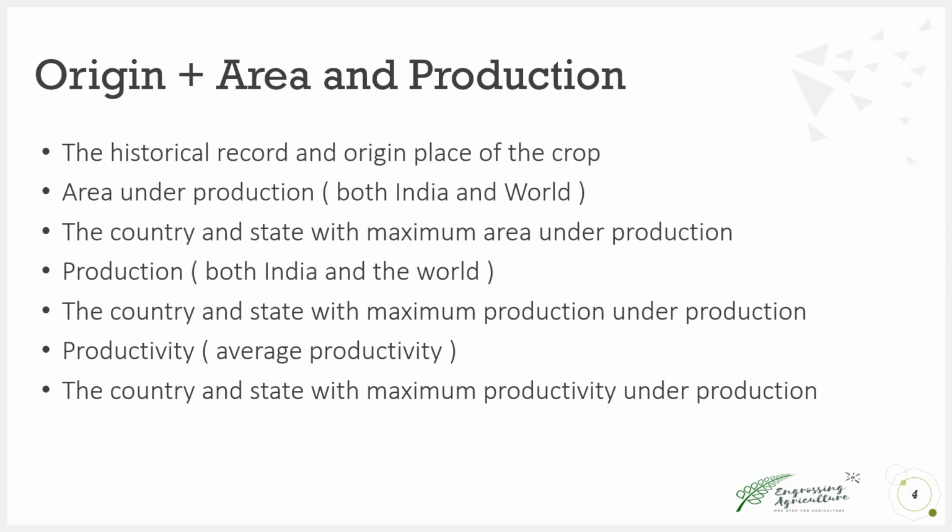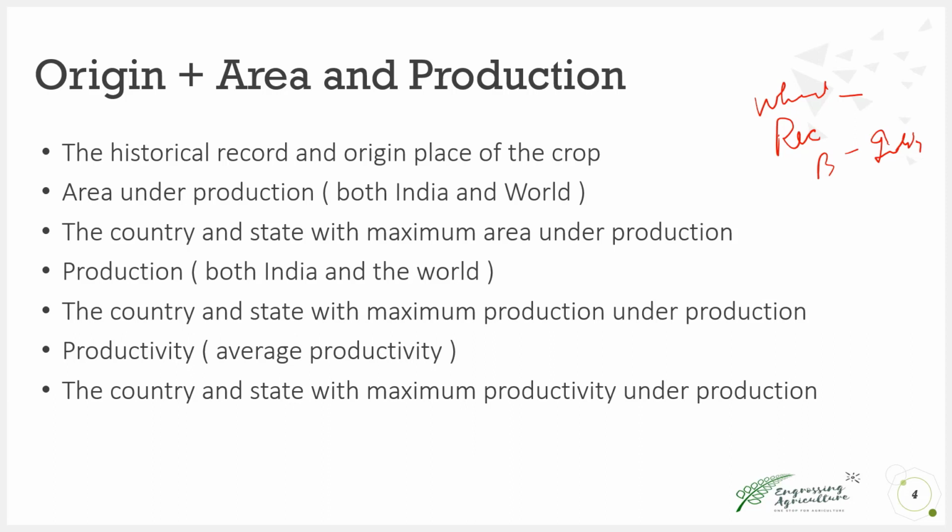Next is origin, area and production. These are different headings. In origin, you have to write in the examination how and where the crop has originated. For example, wheat has an origin of Tajikistan. So we will start with Tajikistan, and if there are any other historical records of wheat, we will also learn them. And for example, rice and banana have origin in India. So there are different origins for different crops.